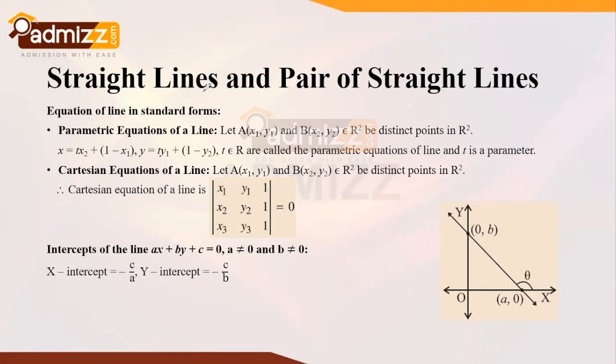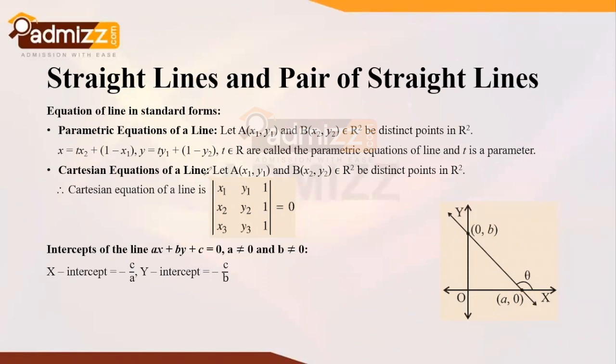Now x is given by t x2 plus (1 minus t) x1 and y equals t y2 plus (1 minus t) y1, where t belongs to R. These are called the parametric equations of the line, and t is the given parameter. In the question, the value of t and the set of points A and B will be provided to you. A simple substitution of all these will result in your required parametric equations of the line. That's it.